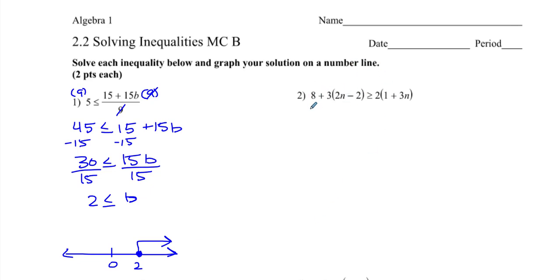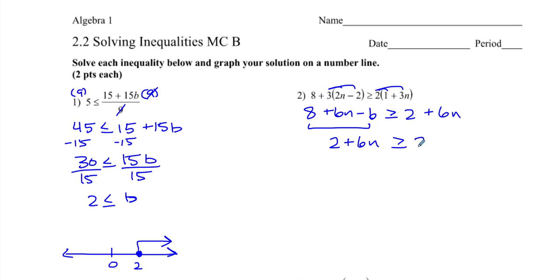Okay, here we're going to drop this 8. We're going to distribute 3 times 2n plus 6n, 3 times negative 2 minus 6, greater than or equal to 2, and then plus 6n. All right, let's combine our like terms. We got 8 minus 6, which is 2. So we got this 2 plus 6n greater than or equal to 2 plus 6n.